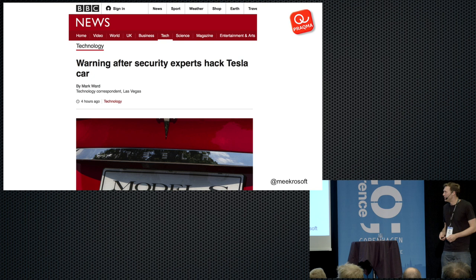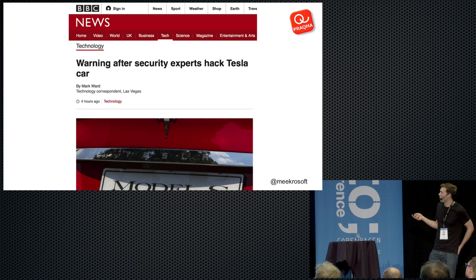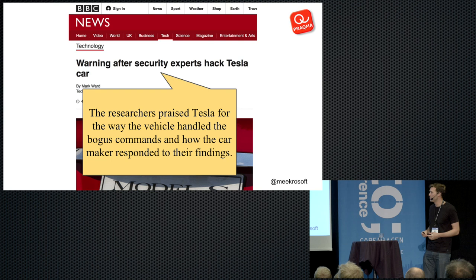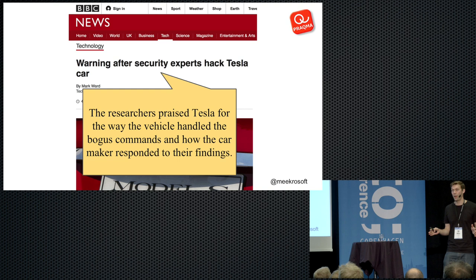This actually turned out to be quite a positive story for Tesla. Yes, the headline is not pretty, but further down in the article, they say that the researchers that found this problem gave a lot of praise to Tesla, because when the security researchers came to them, they said, okay, great, thank you for finding this, we'll fix it. They fixed it and pushed it over the air to all the cars, right?